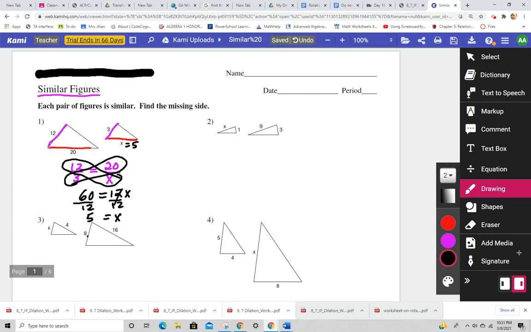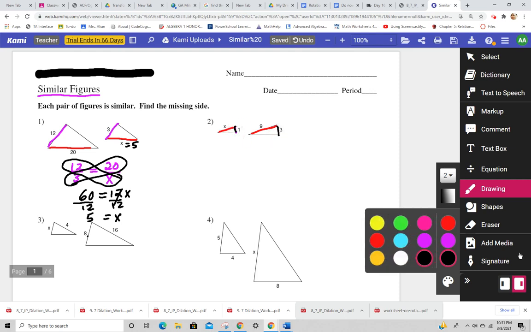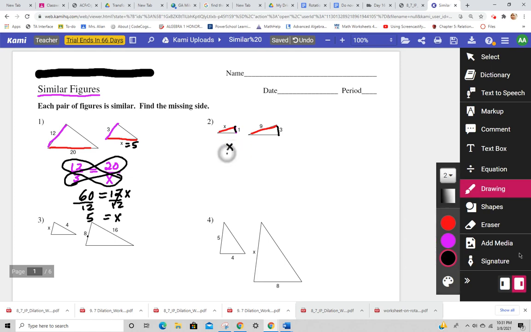All right, let's go to number 2. So this side x corresponds with this side, just like this side. Let me use a different color. Use black. Just like this side corresponds with this side. And now we'll write the proportion. So x over 9 equals, and I started with the smaller one, small to large. I have to use the same direction, small to large, 1 over 3.